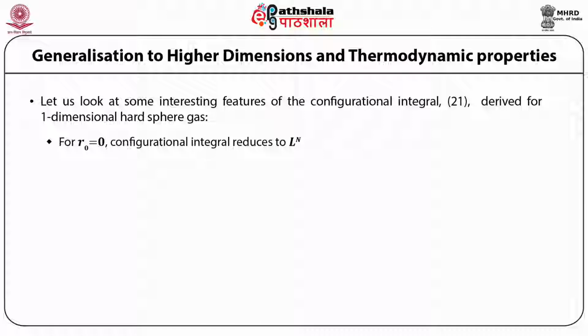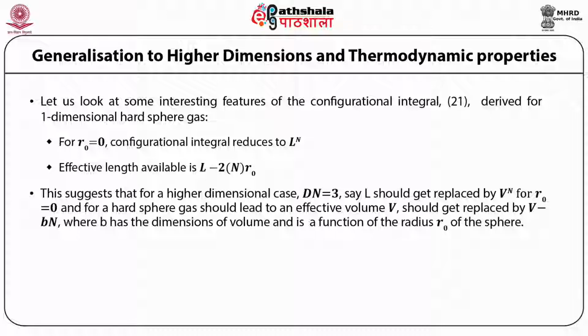For R naught equal to 0, the configurational integral reduces to L raised to power n. The effective length available is L minus 2 n R naught. This suggests that for a higher dimensional case, say d equal to 3, L should get replaced by V raised to power n for R naught equal to 0, and for a hard sphere gas it should lead to an effective volume V being replaced by V minus Nb, where b has the dimensions of volume and is a function of the radius R naught of the sphere.